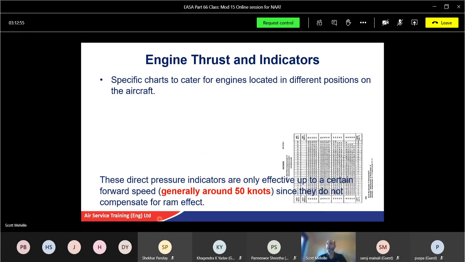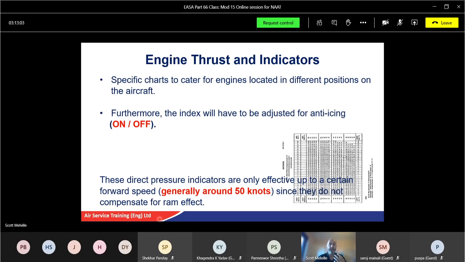Specific charts cater for engines located in different positions on the aircraft. Furthermore, the index will have to be adjusted for anti-icing, whether you have anti-icing on or off. Because remember, if you have anti-icing on, that can potentially decrease thrust. Now, if you're on a cold, slushy day, you might have to have anti-icing on, and you might not be able to take off because of that. So again, you have to refer to the chart.